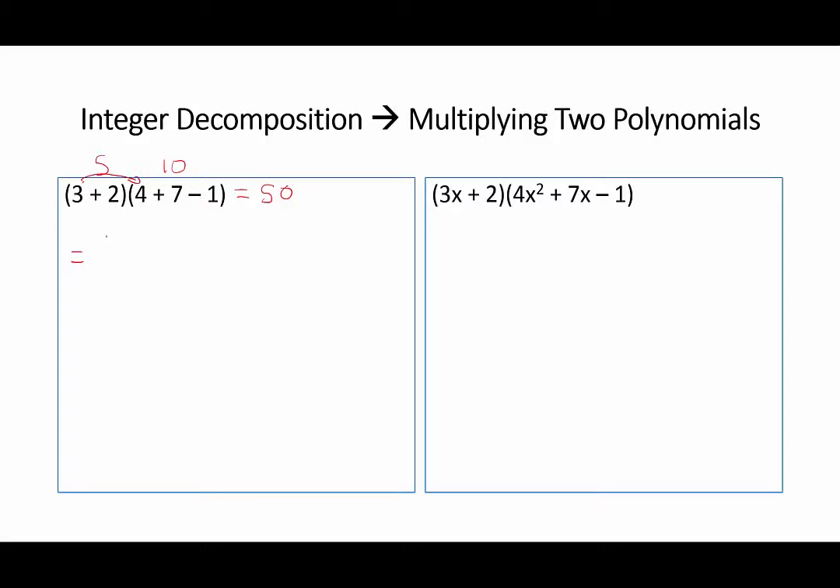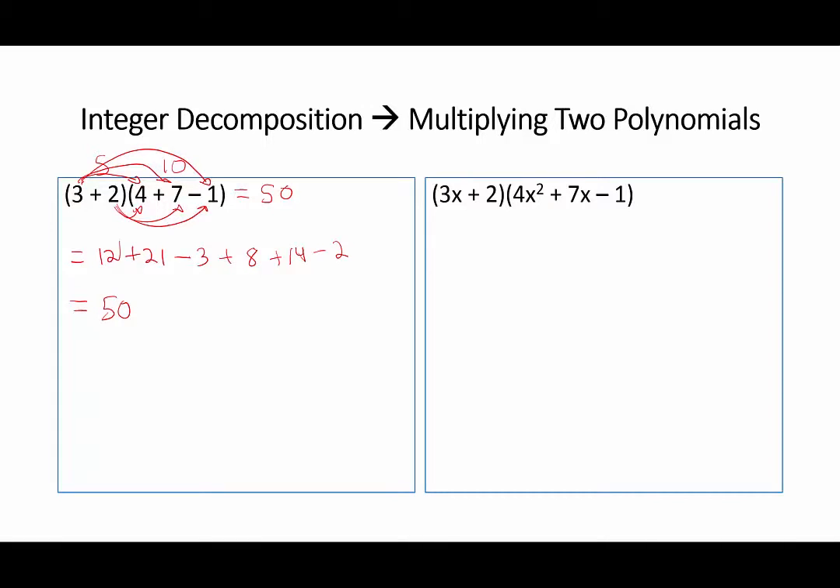So 3 times 4 is 12, 3 times 7 is 21, 3 times negative 1 is negative 3, so we take away 3, and now we distribute the 2. We first distributed the 3, now we distribute the 2. 2 times 4 is 8, plus 14, minus 2, and this is just 50.